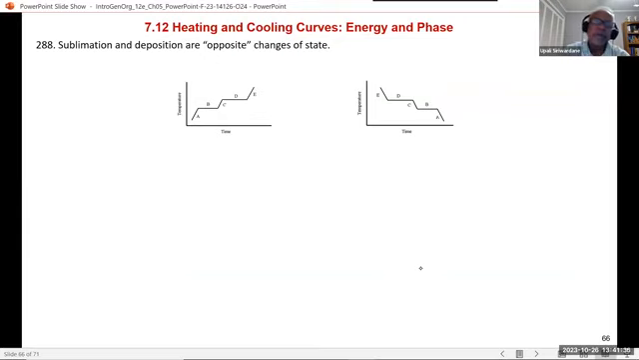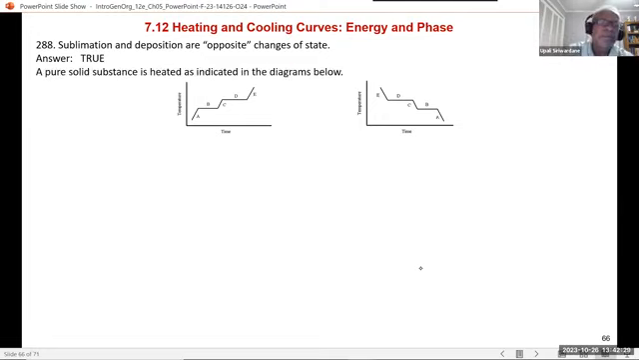Sublimation and deposition are opposite changes of state. That's not true. That's true. I'm sorry, I didn't read the question. Sublimation is the third phase equilibrium. Solid going to a gas is sublimation. Gas going to solid is deposition. So therefore, that's a true statement.